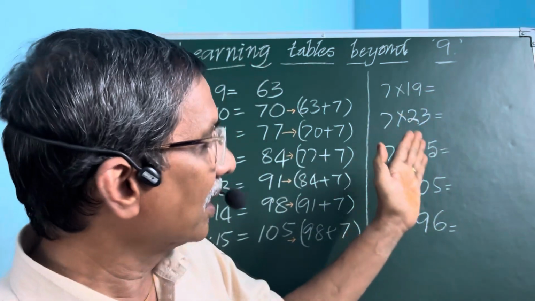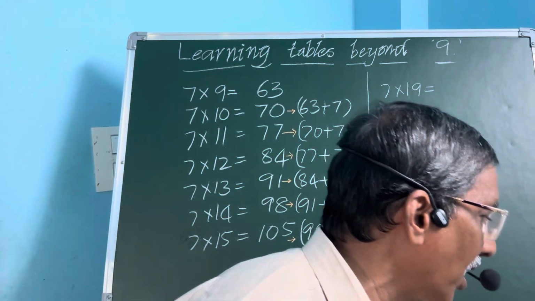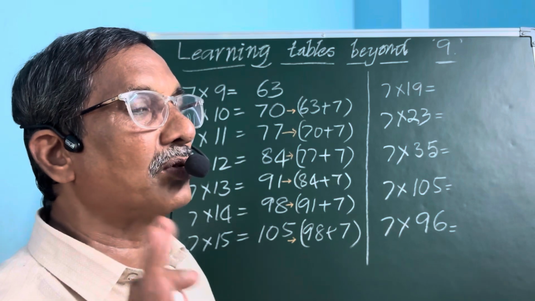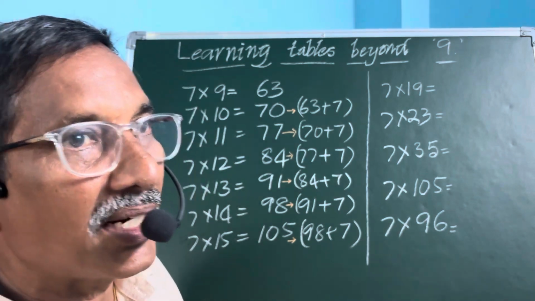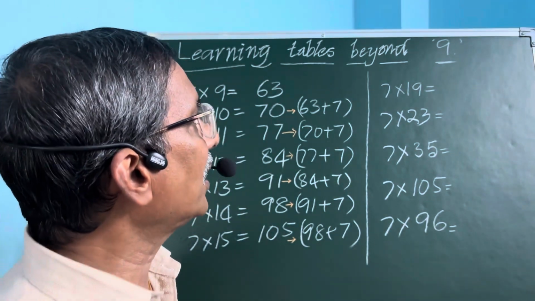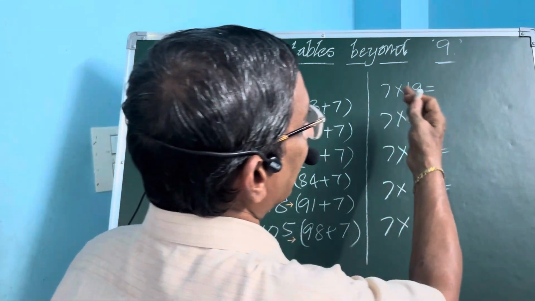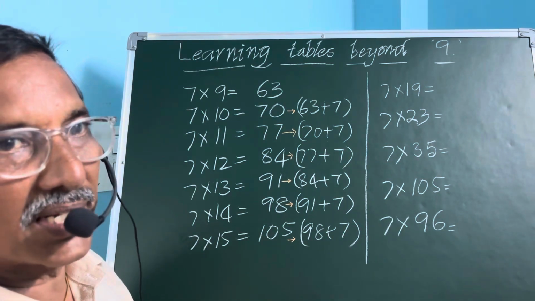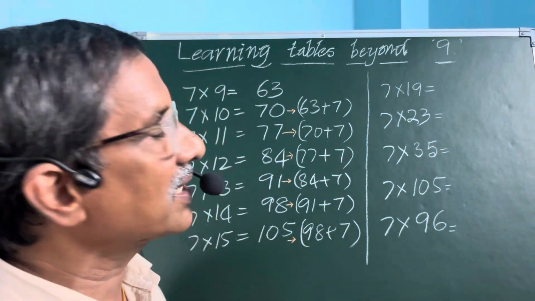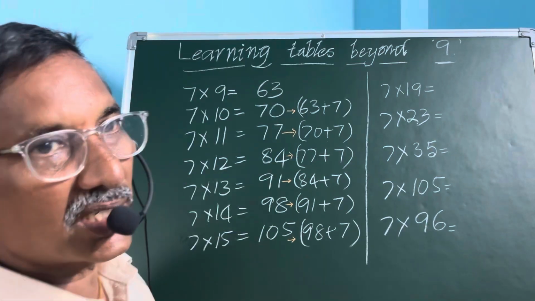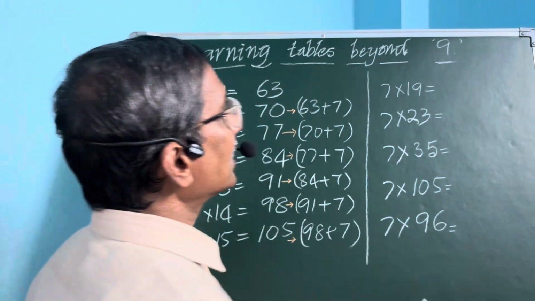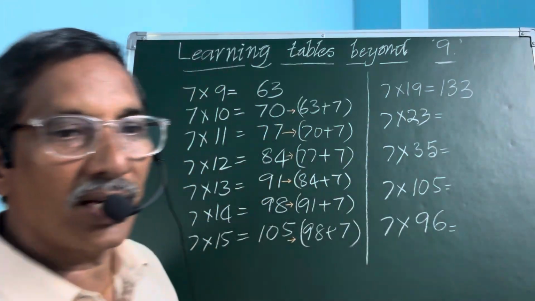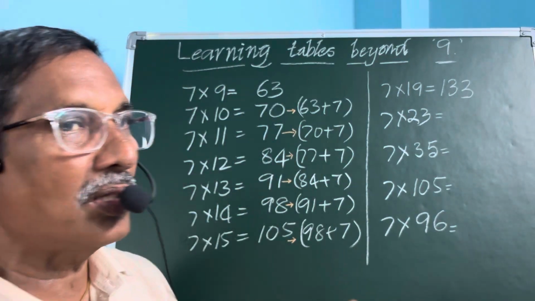7 19s. Generally we learn by heart. But when we actually calculate 7 19s, we do not remember 7 19s like that. So how do we calculate? 7 9s plus 7 10s. 19 means 10 plus 9, we know. 7 10s are 70, and 7 9s are 63. 70 plus 63, 133. Right?